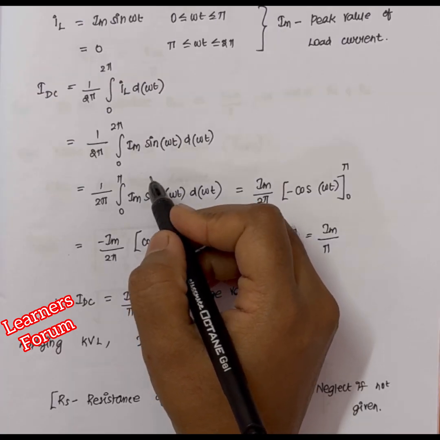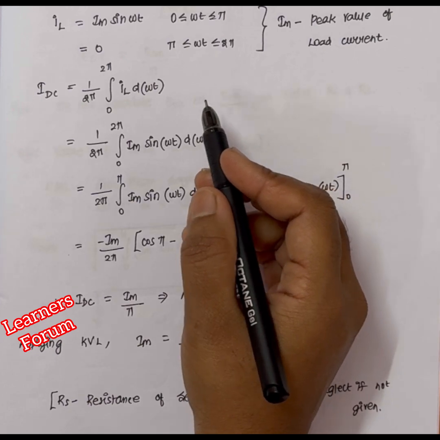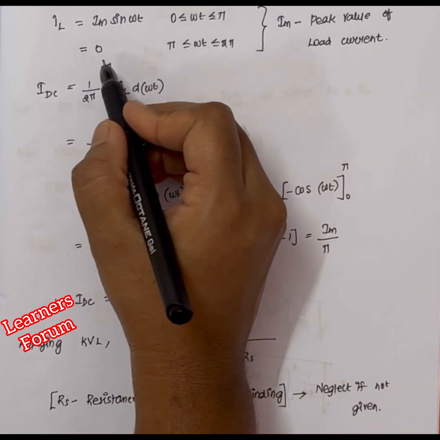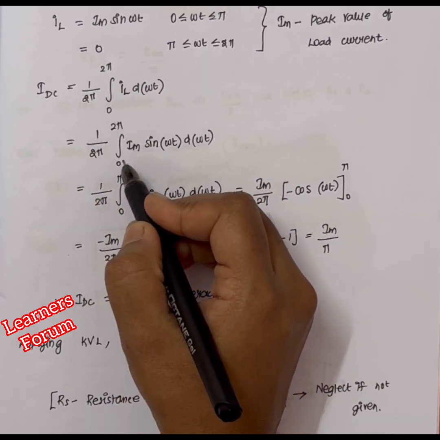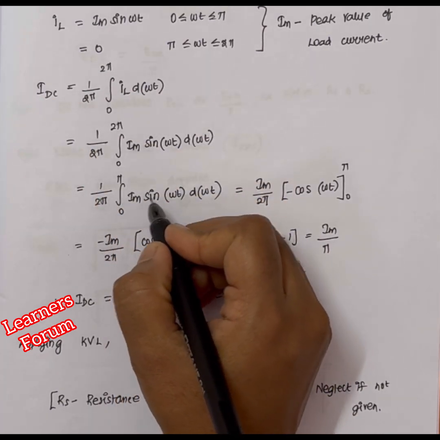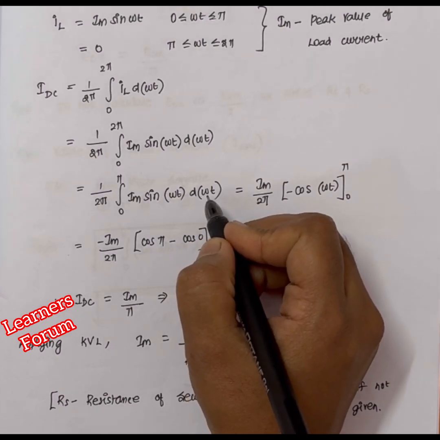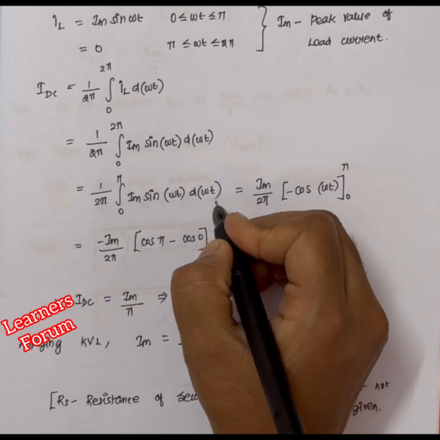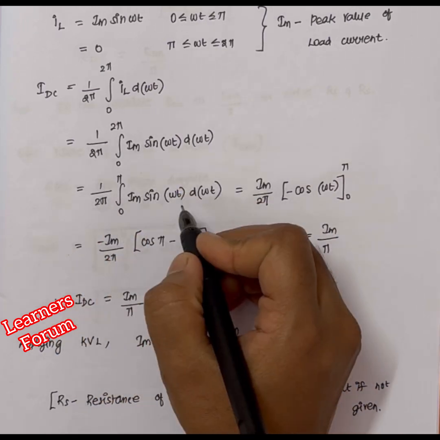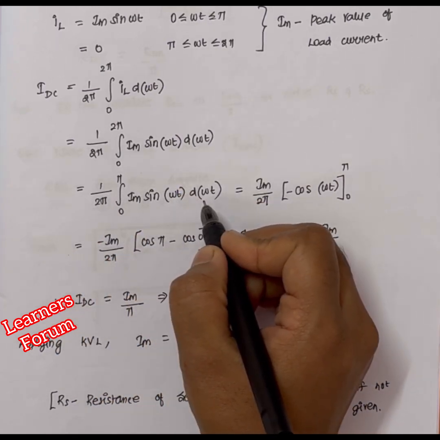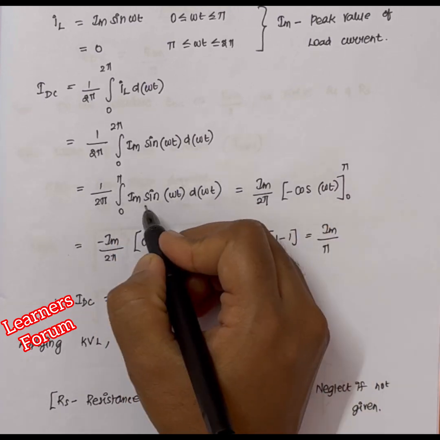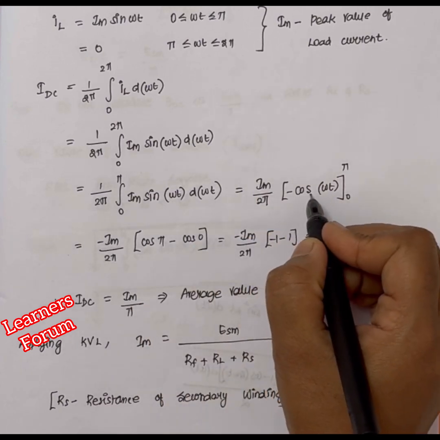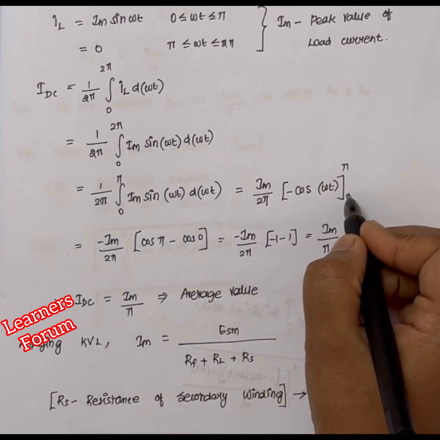We saw the different values of load current for the different ranges. For 0 to pi we have a standard value, and for pi to 2 pi it is 0. So we can split the integration in that way: from 0 to pi it is Im sin omega t d omega t, plus from pi to 2 pi it is 0, so we can stop with that, divided by 2 pi. Integrating the first half, Im sin omega t d omega t, the integral of sin is minus cos omega t, with the limits from 0 to pi.